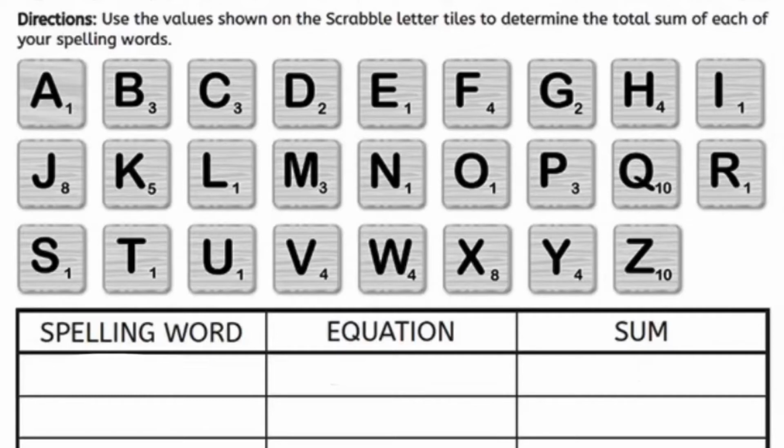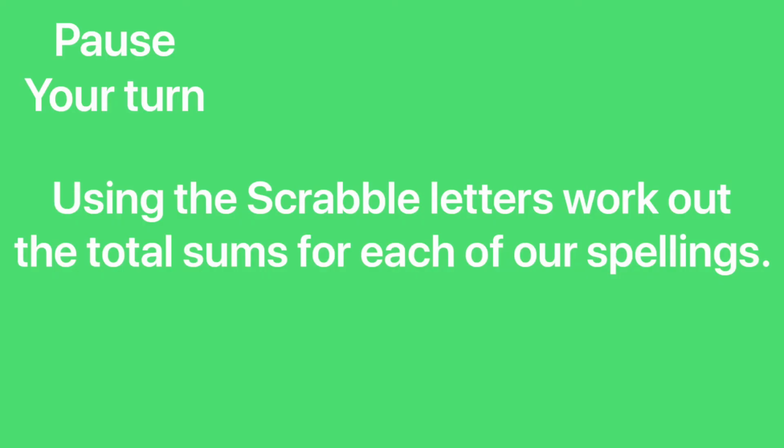You could change the value of each of the tiles, maybe doubling them or tripling them, or even times them by 10 or 100. You could add 2 words together to find the total sum of 2 words. You could add all of the words together to find the total sum of all of the words. Or you could have one word and you could take it away from another word sum. There are loads of different activities that you could use using these Scrabble letters. Now it's your turn.